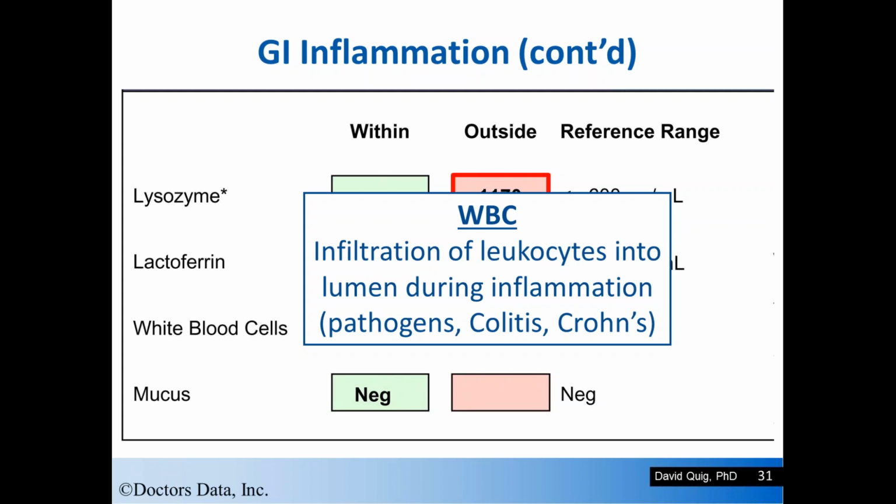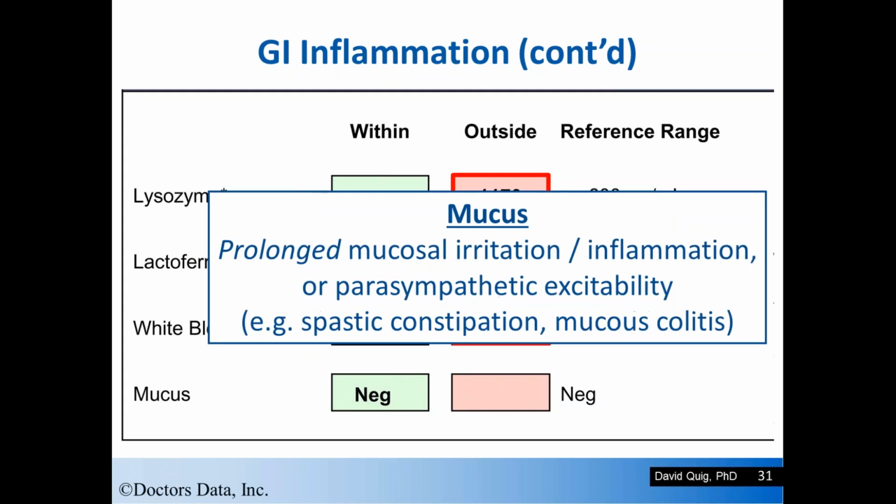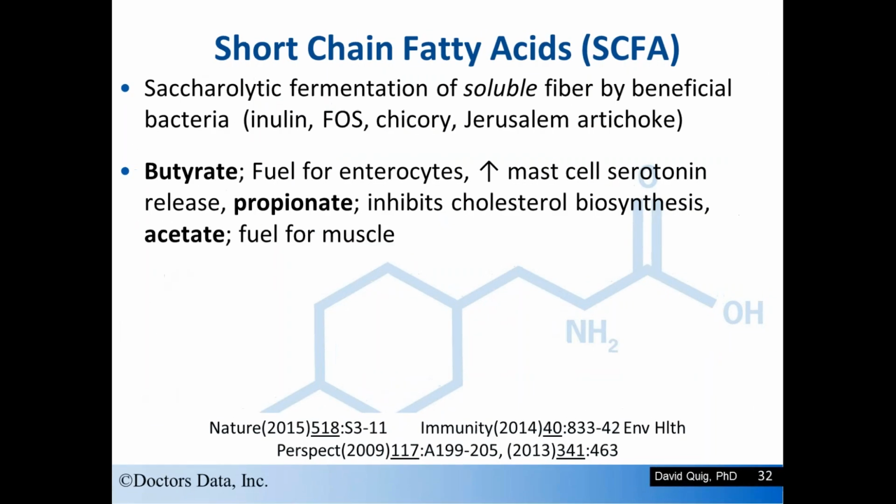And in this case, mucus was negative, but we also look at mucus under the microscope because we see increased levels of mucus with prolonged mucosal irritation and inflammation, or parasympathetic excitability, for example, spastic constipation or mucus colitis.